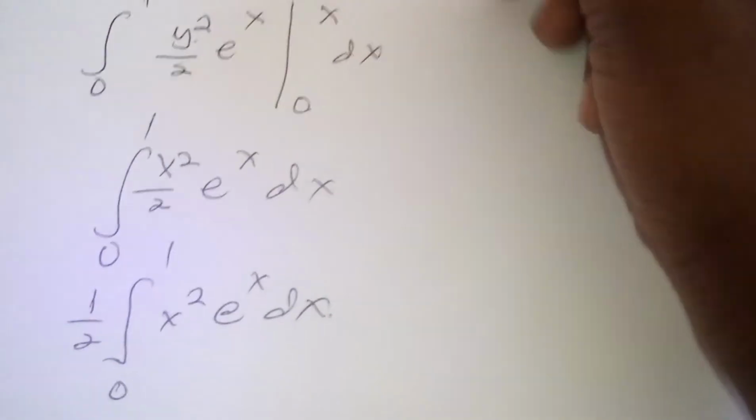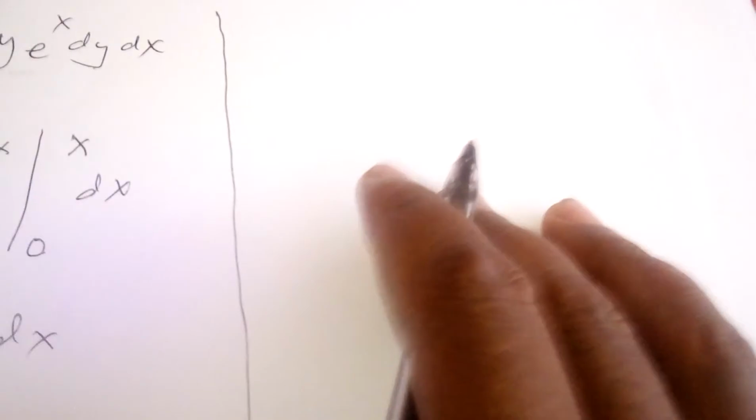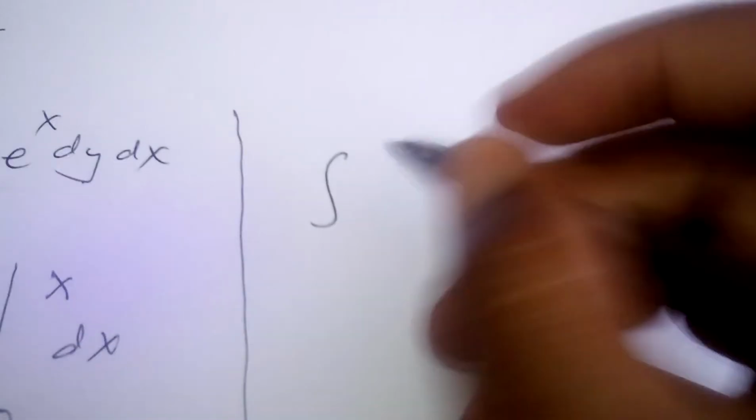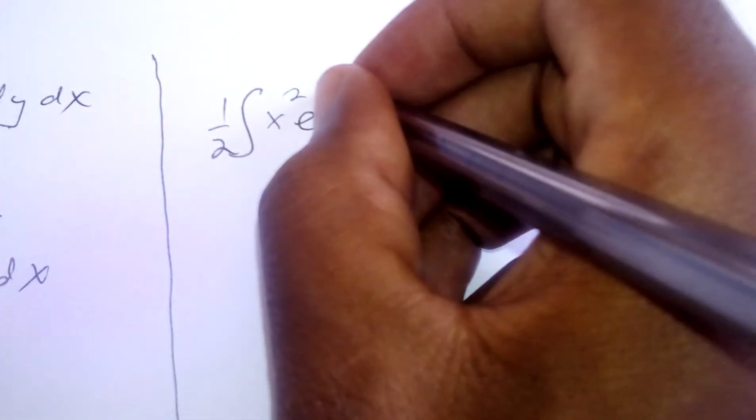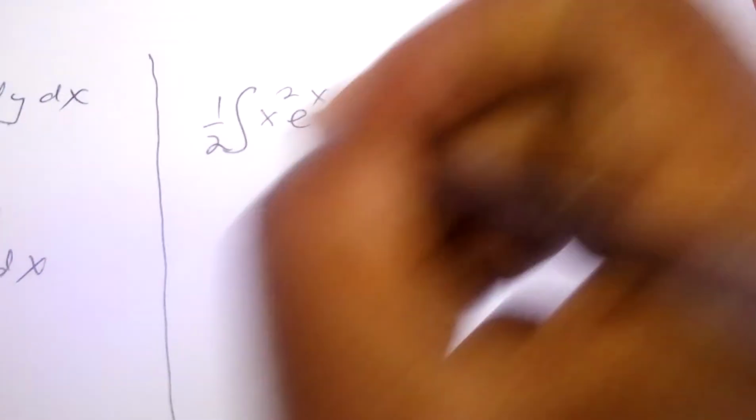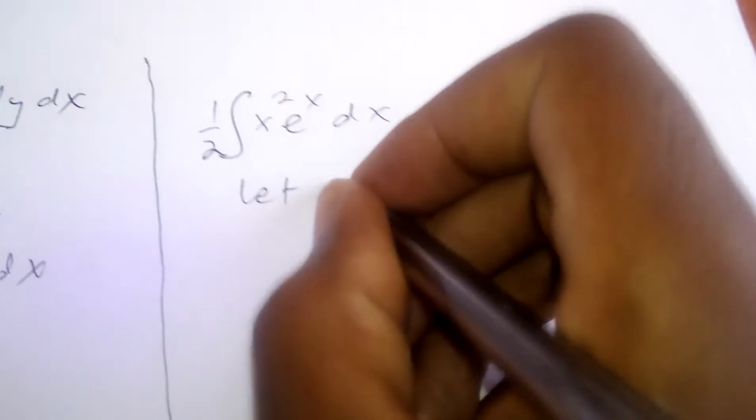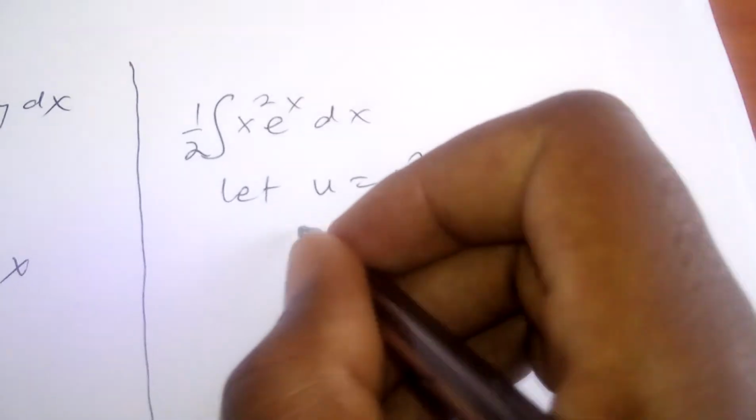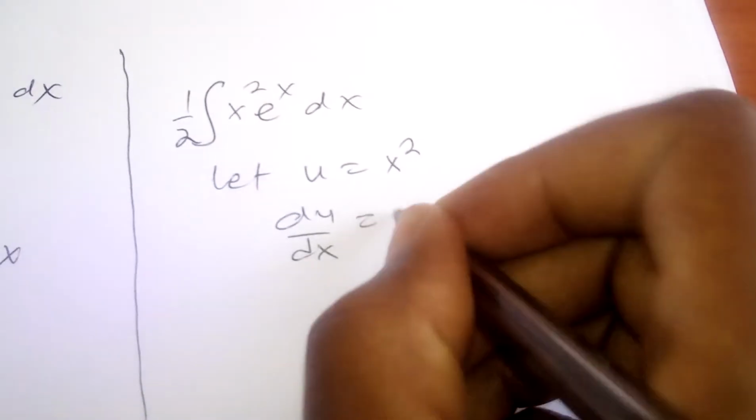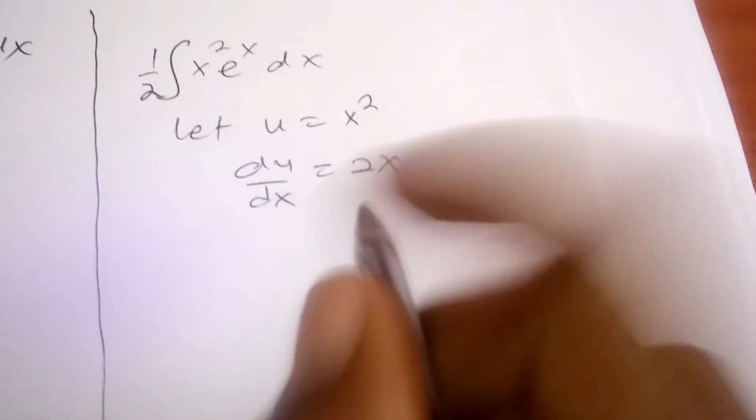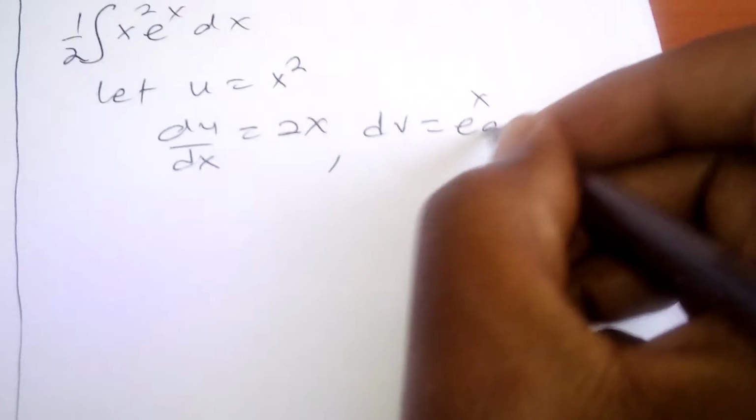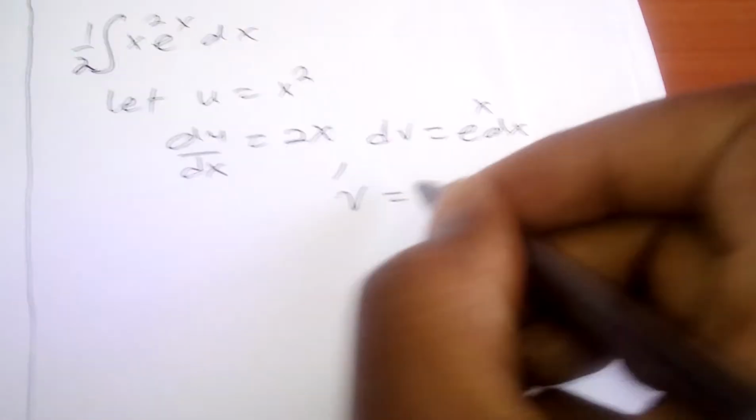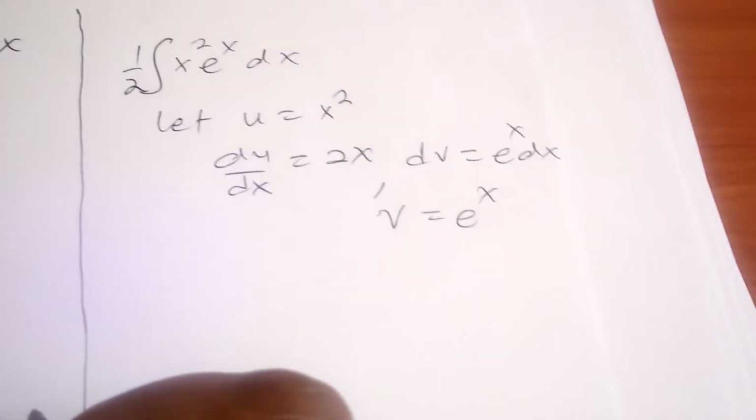Coming here, I have 1 over 2 integral of x squared e to power x dx. Now let u equals x squared, so du over dx will be equal to 2x. Then dv equals e to power x dx, so v is none other than just e to power x.